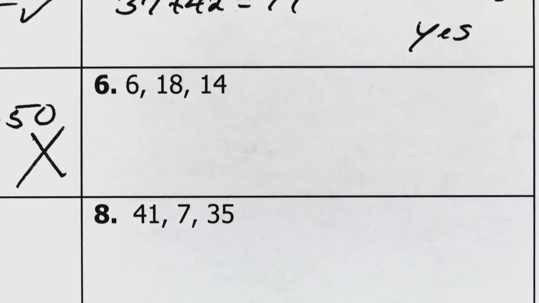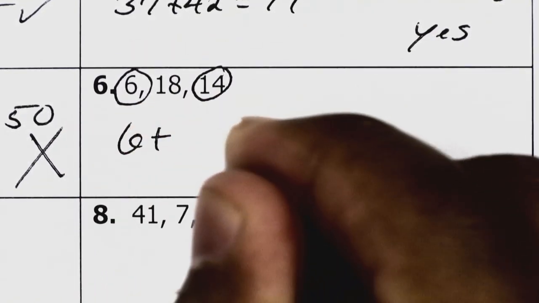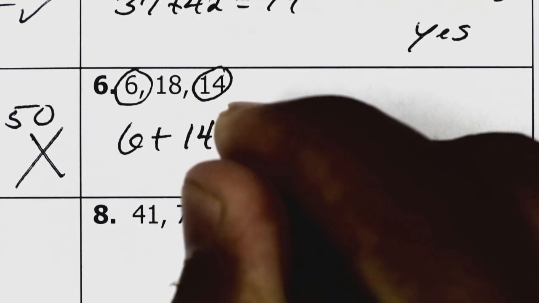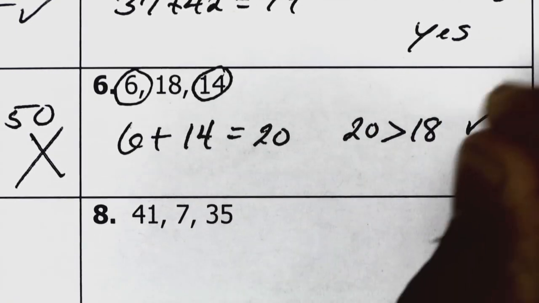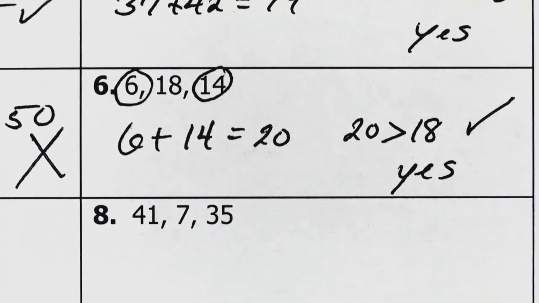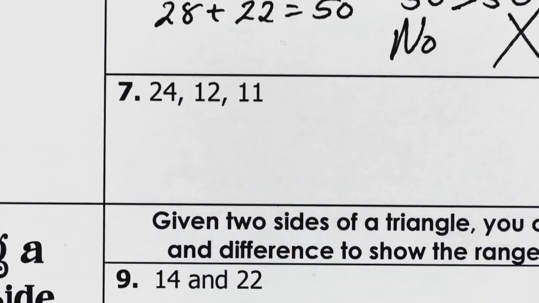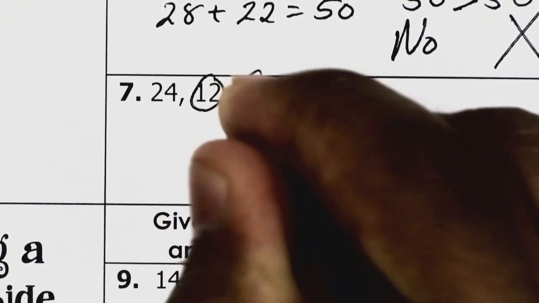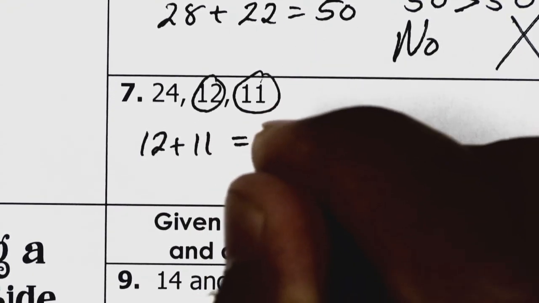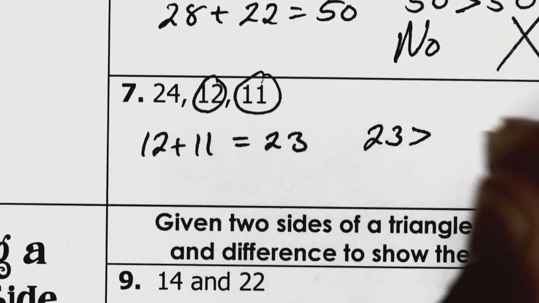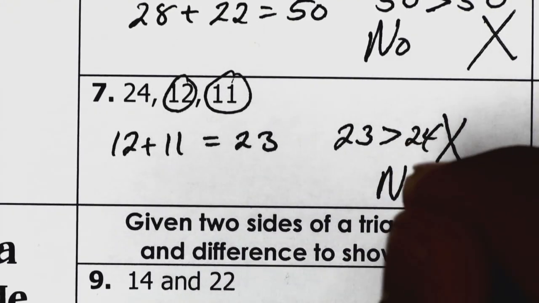Next, 6, 18, and 14. So 6 and 14 are the two small numbers. So 6 plus 14 gives me 20. And is 20 greater than 18? That's a yes. So this is a triangle. 24, 12, and 11. So 12 and 11 gives me 23. So 23, is it greater than 24? That's a no. So this is a no, not a triangle.